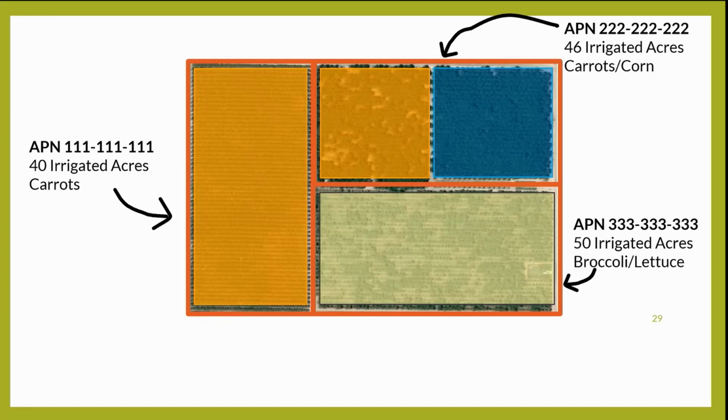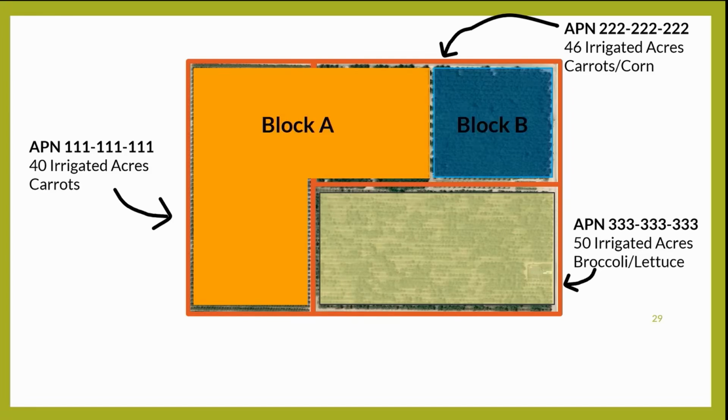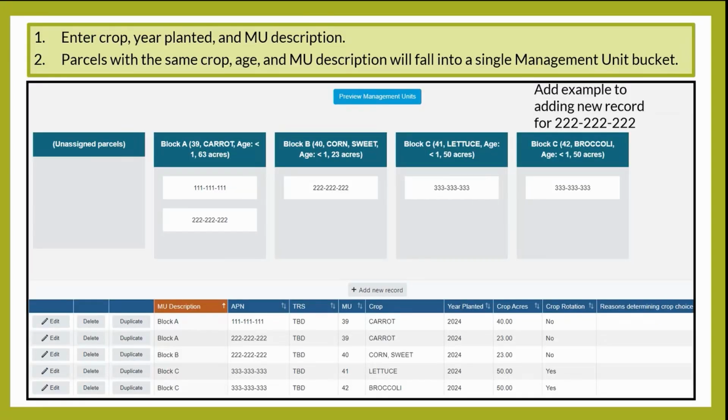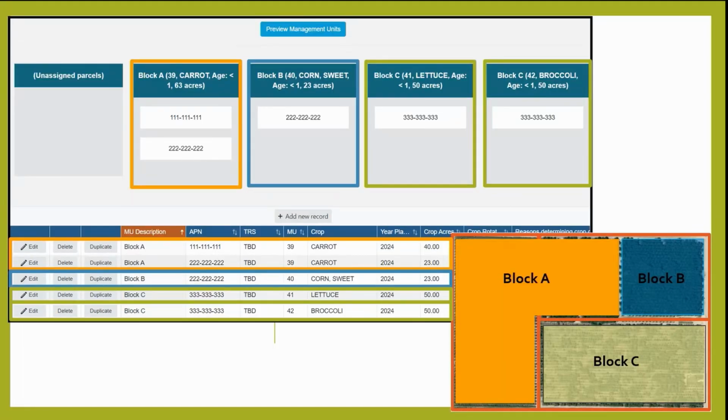And again, this is just another way to look at this situation where we've got block A, we've got block B, and we've got our block C. And again, block C is 2 management units. All right. And then this is another way.